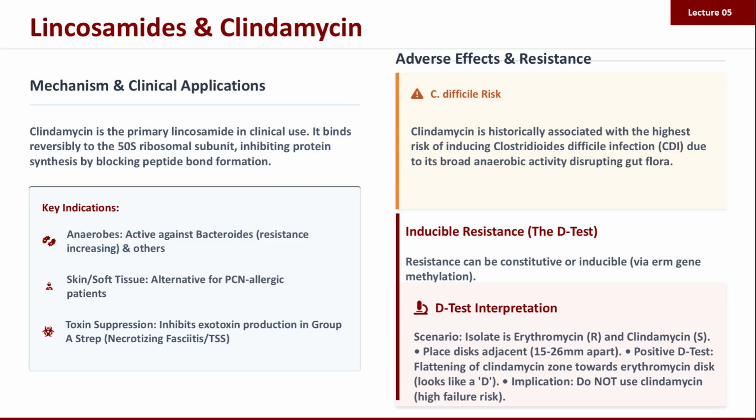If a bacterium appears sensitive to clindamycin but resistant to erythromycin, we place both antibiotic discs near each other. If the clindamycin zone becomes flattened, D-shaped, near erythromycin, it means inducible resistance is present. In that case, do not use clindamycin, because treatment can fail. So the key idea is, clindamycin blocks peptide bond formation on 50S → good for anaerobes and skin infections → but high risk of C. difficile, and inducible resistance must be checked, D-test.